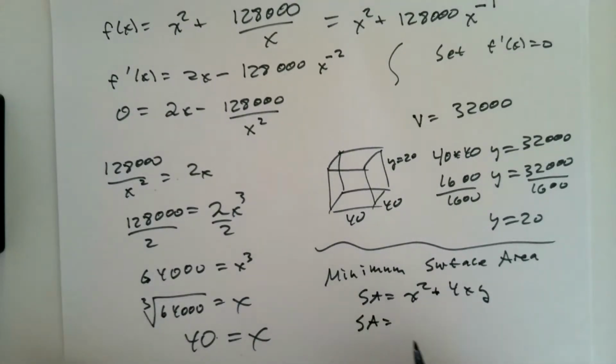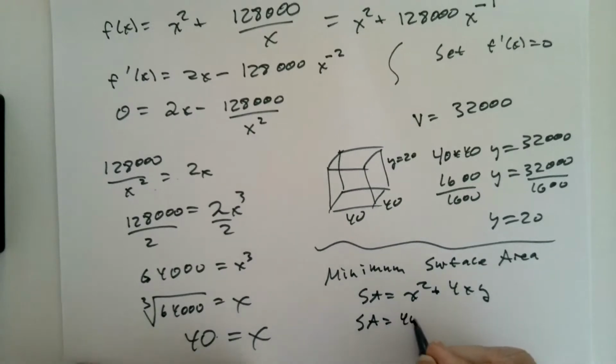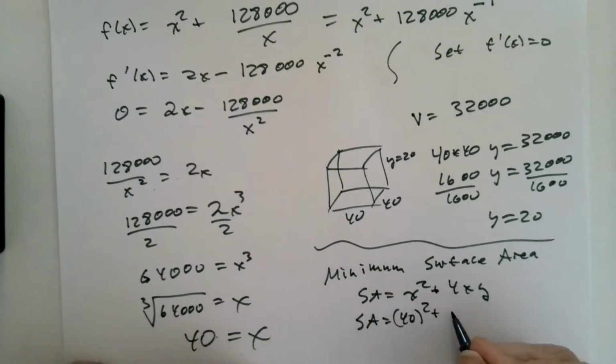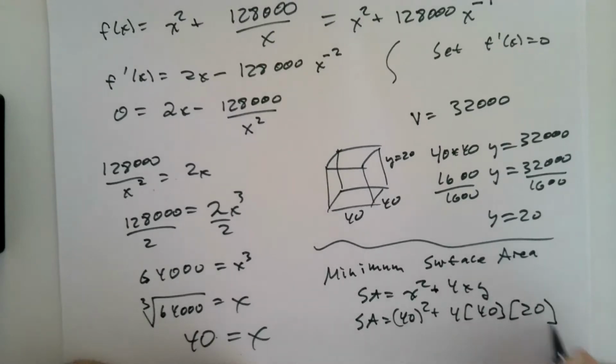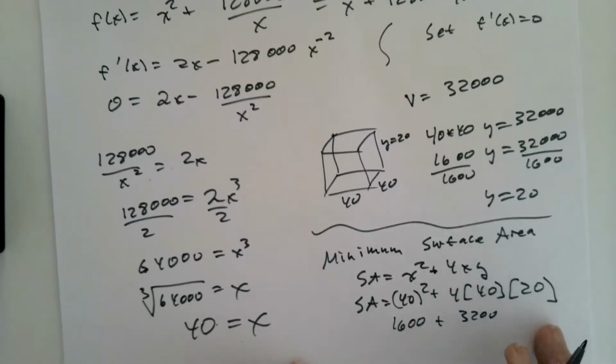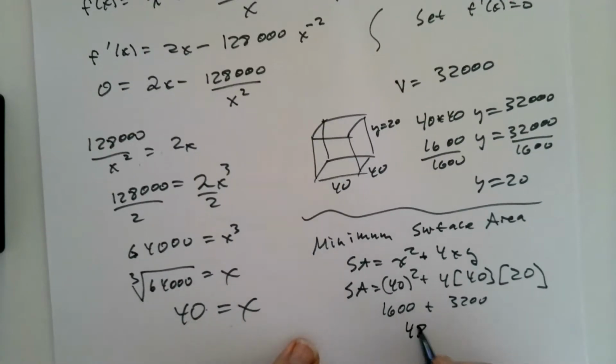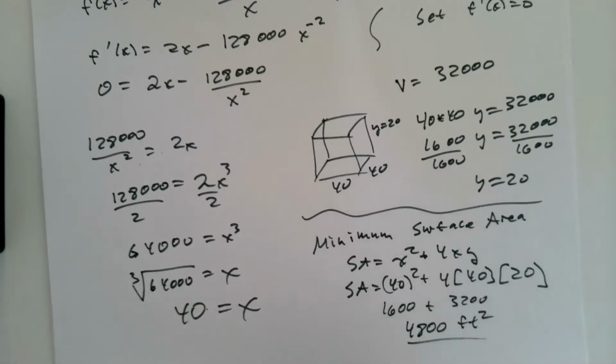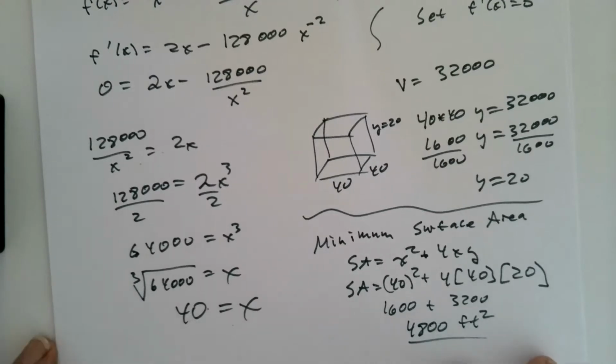The minimum surface area is x squared, 40 squared, plus 4 times 40 times 20. So we get what? 1,600 plus 800 times 4, 3,200, which is what? 4,800 square feet. And that would minimize the cost likely of constructing such a box.